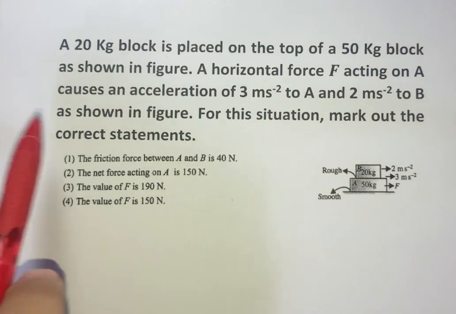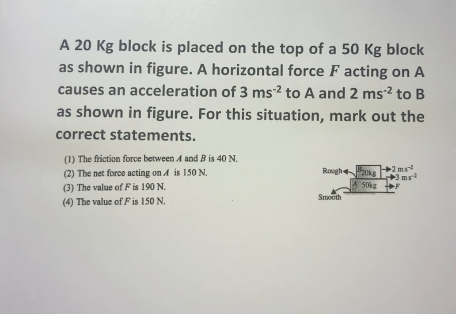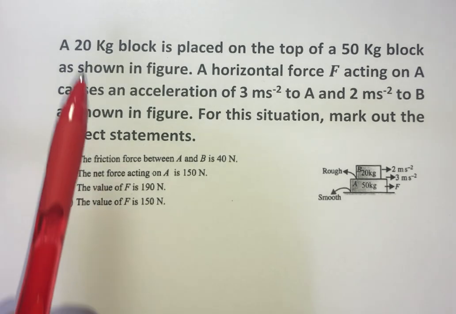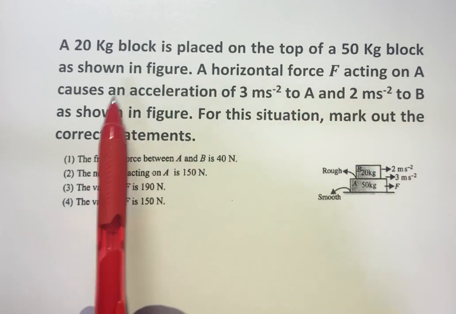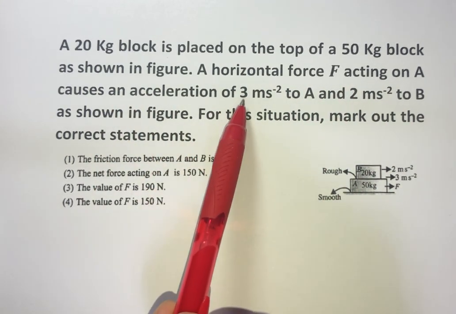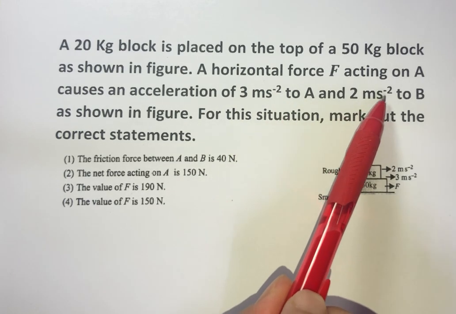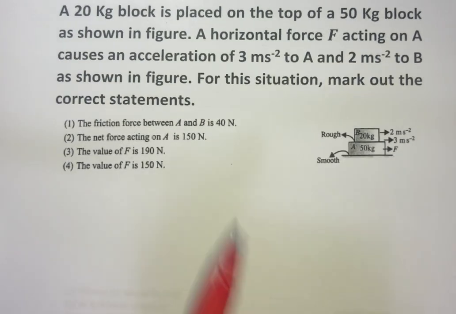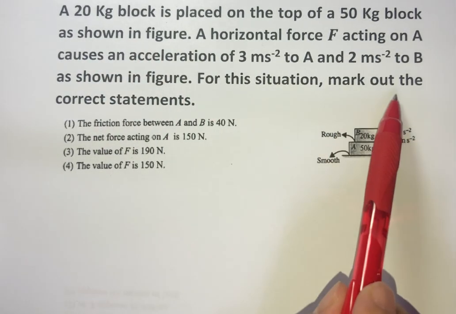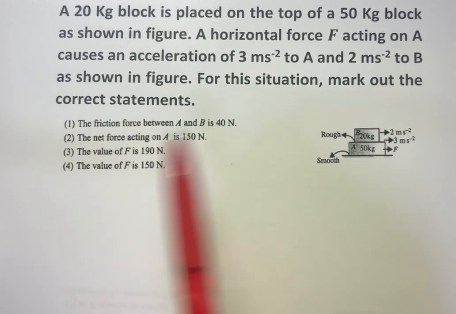Hello friends. So in today's question, a 20 kg block is placed on the top of 50 kg block as shown in figure. A horizontal force F acting on A causing an acceleration of 3 meter per second square to A and 2 meter per second square to B as shown in figure. For this situation, mark out the correct statements.